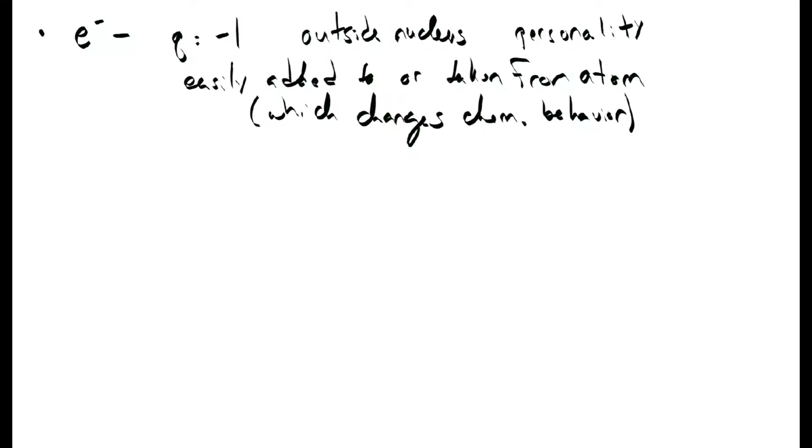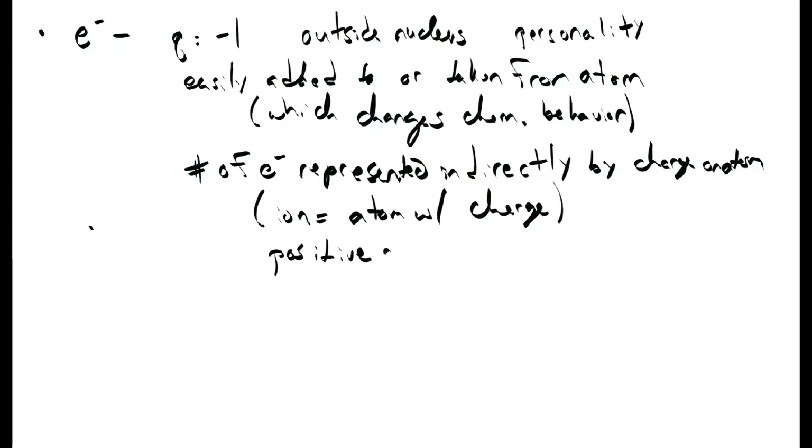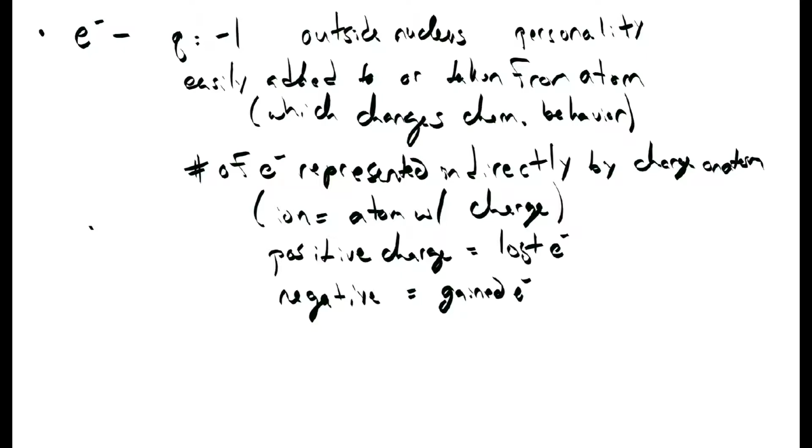The number of electrons is represented indirectly by the charge of the atom. Speaking of which, ion equals atom with charge. A positive charge means you have lost electrons. Negative means you've gained electrons. That, of course, is because electrons have a negative charge. You take away a negative charge, you are left with a positive charge. You add more negative charge, you have negative charge.